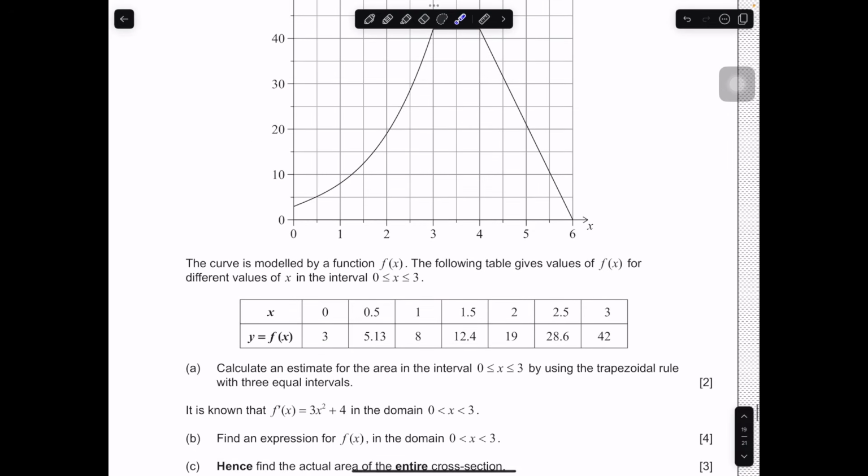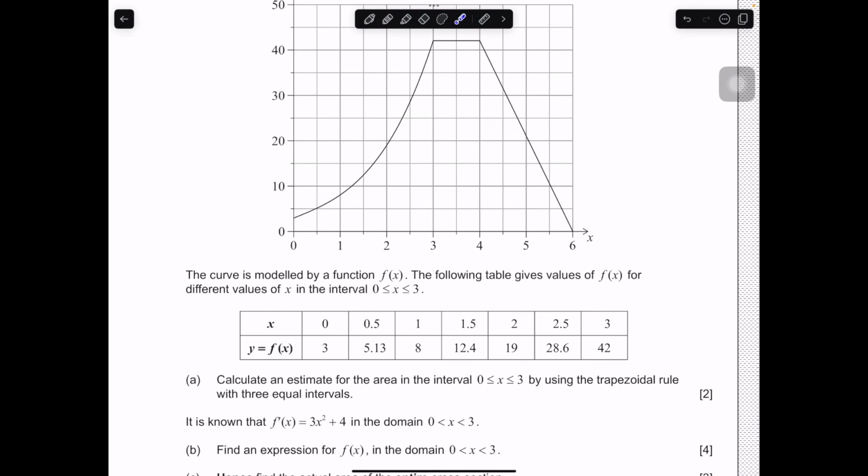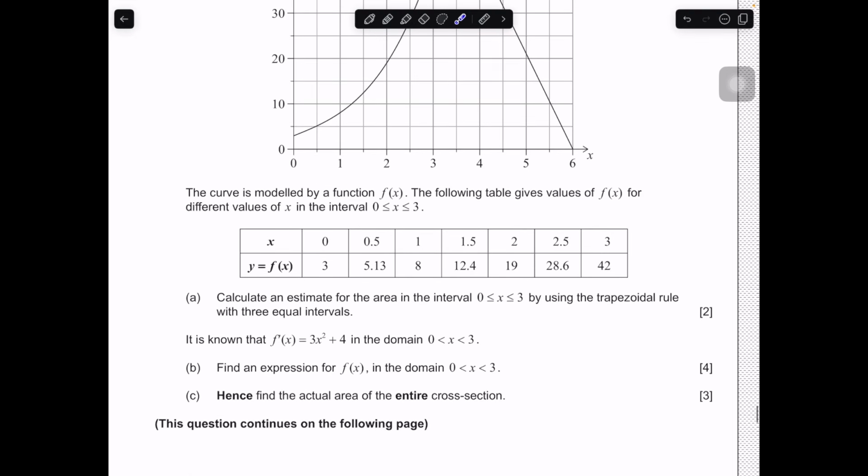The curve is modeled by a function f of x. The following table gives values of f of x for different values of x in the interval between 0 and 3. So just for this interval from 0 to 3, so this part only. Calculate an estimate for the area in the interval where x is greater than or equal to 0 and less than or equal to 3, by using the trapezoidal rule with 3 equal intervals. Okay, so 3 equal intervals.